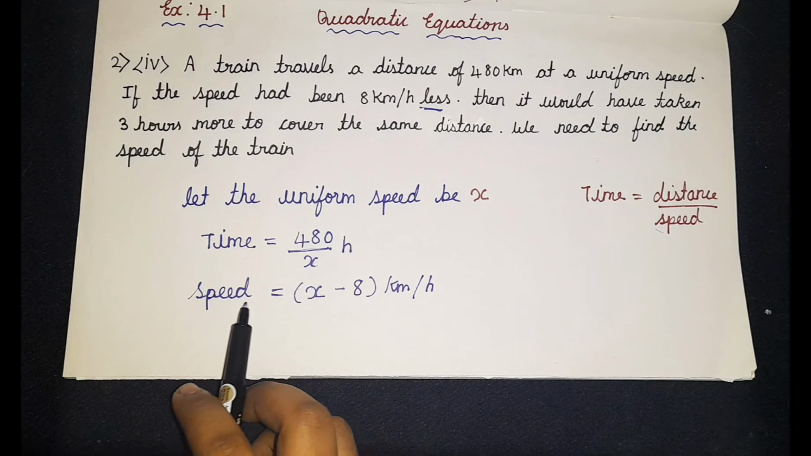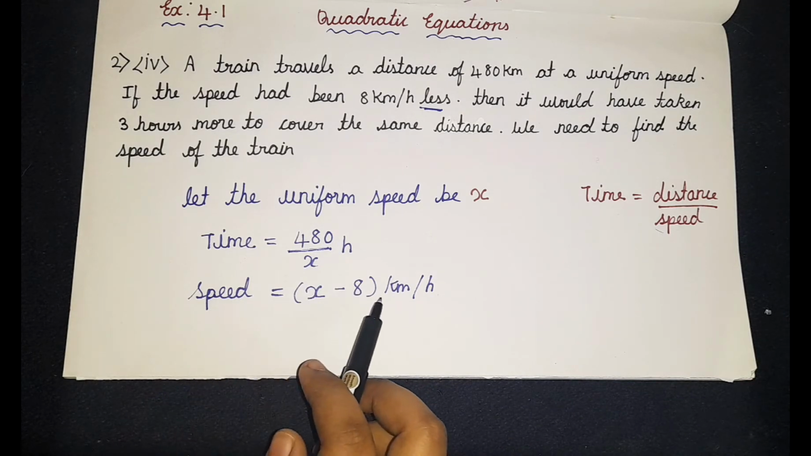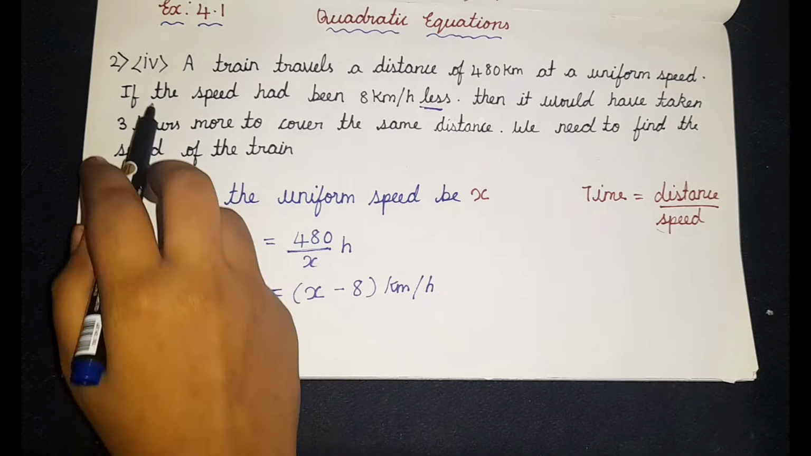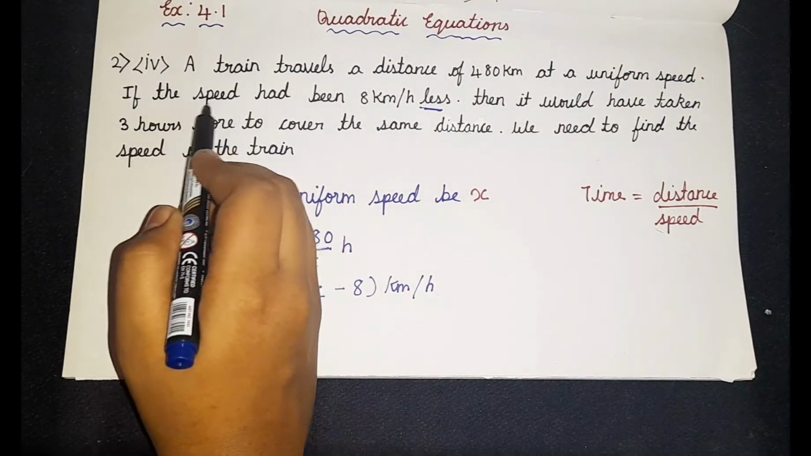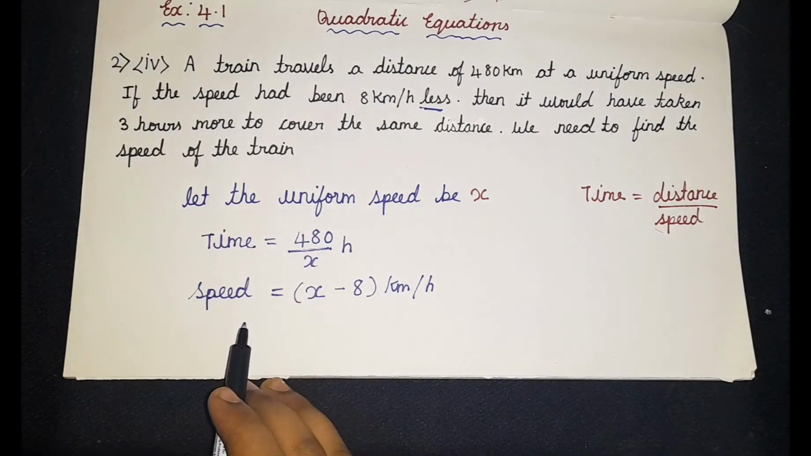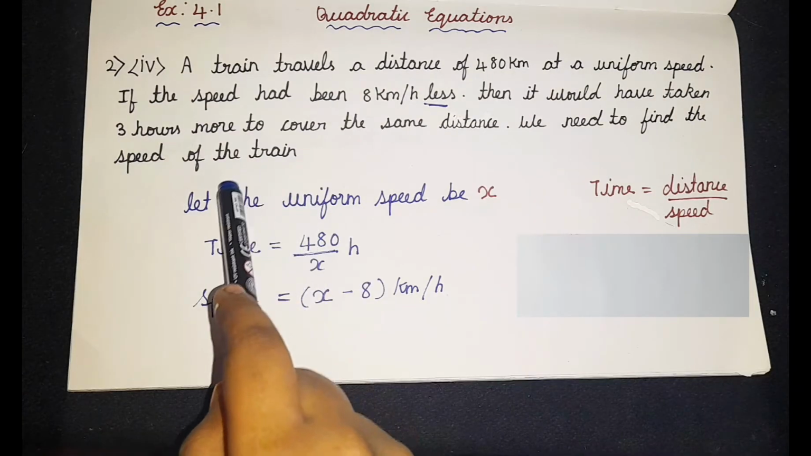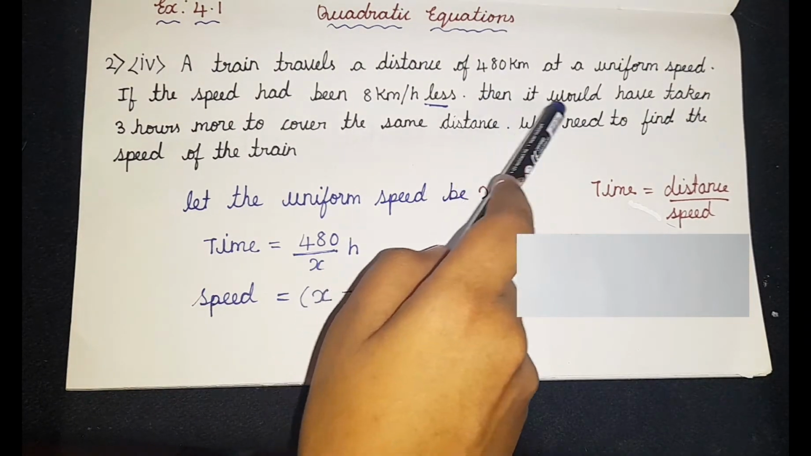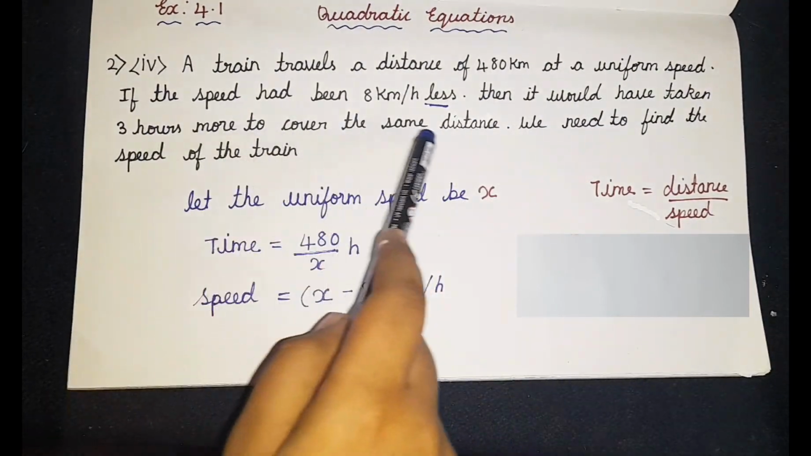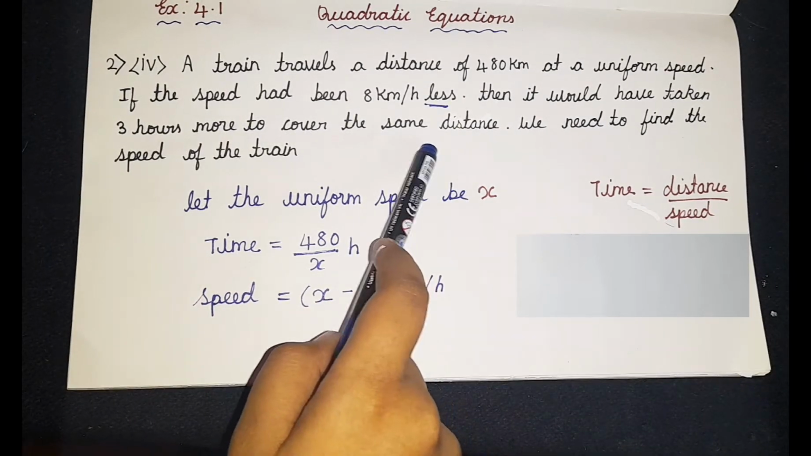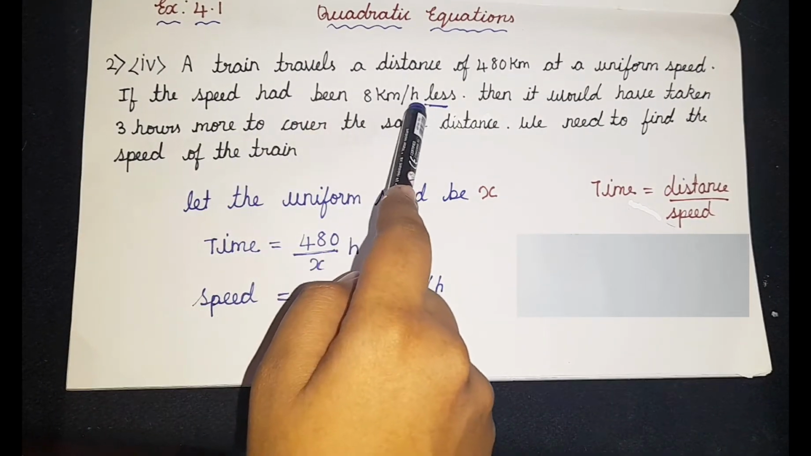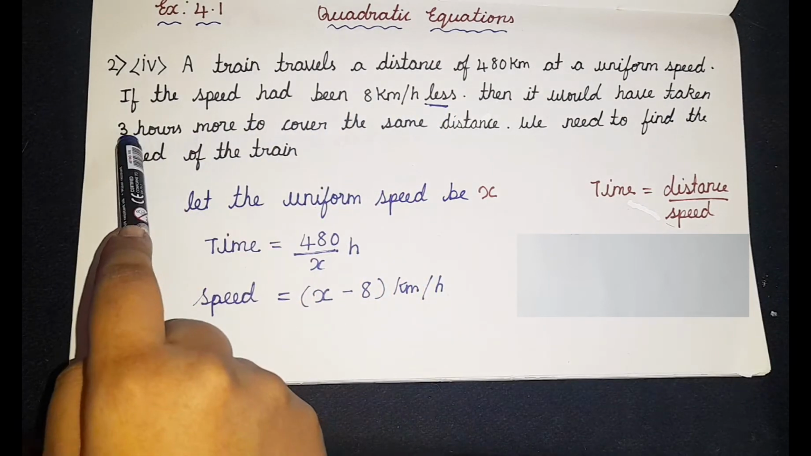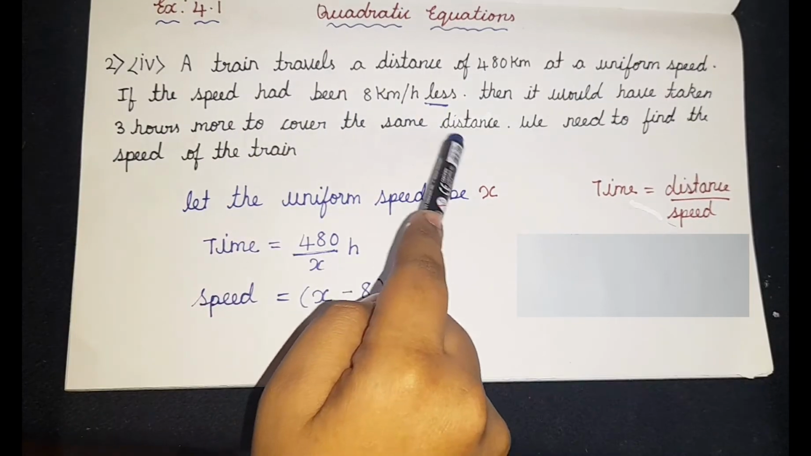Okay, and then we just wrote speed is equal to x minus 8 kilometer per hour. Why? Because in the second statement they just mentioned speed. Okay, so that's all. It doesn't make that much difference. Okay, so you don't get confused between uniform speed and speed. Okay. So as you guys know we got the speed value. Now let us move to the next statement, that is then it would have taken 3 hours more to cover the same distance. Okay. So here they are saying that if the speed is 8 km per hour less, then it would have taken 3 hours more to cover the same distance.